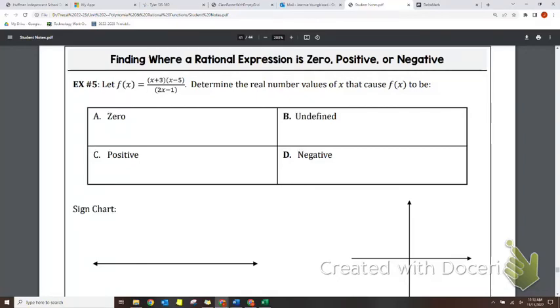Okay, continuing on with lesson 2.8. So now we're talking about finding where a rational expression is zero, positive, or negative. It says, let f of x equal that equation. Determine the real number values of x that cause f of x to be zero, undefined, positive, and negative.